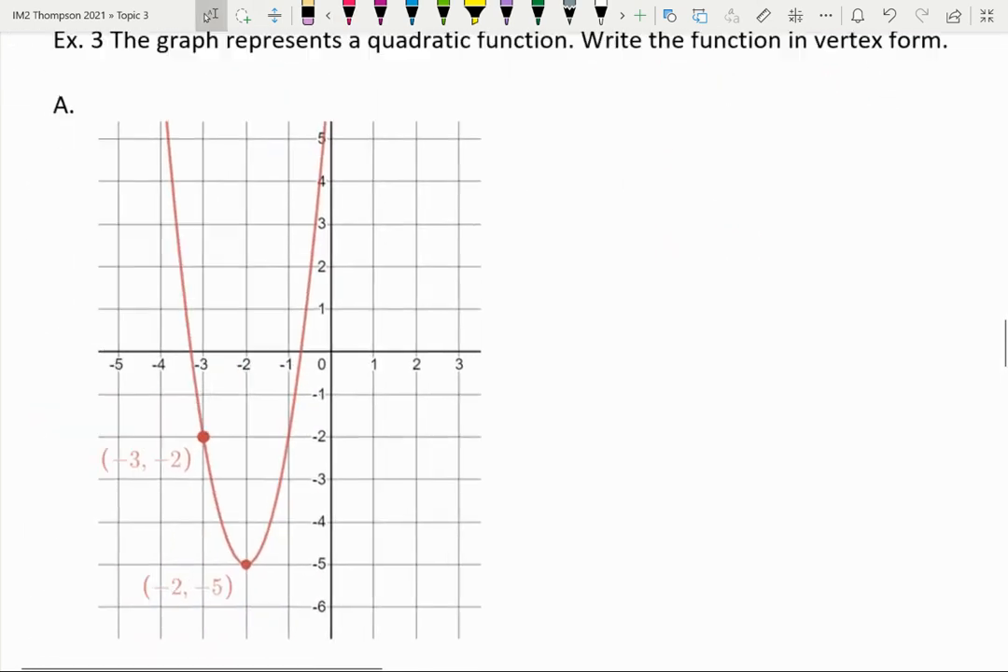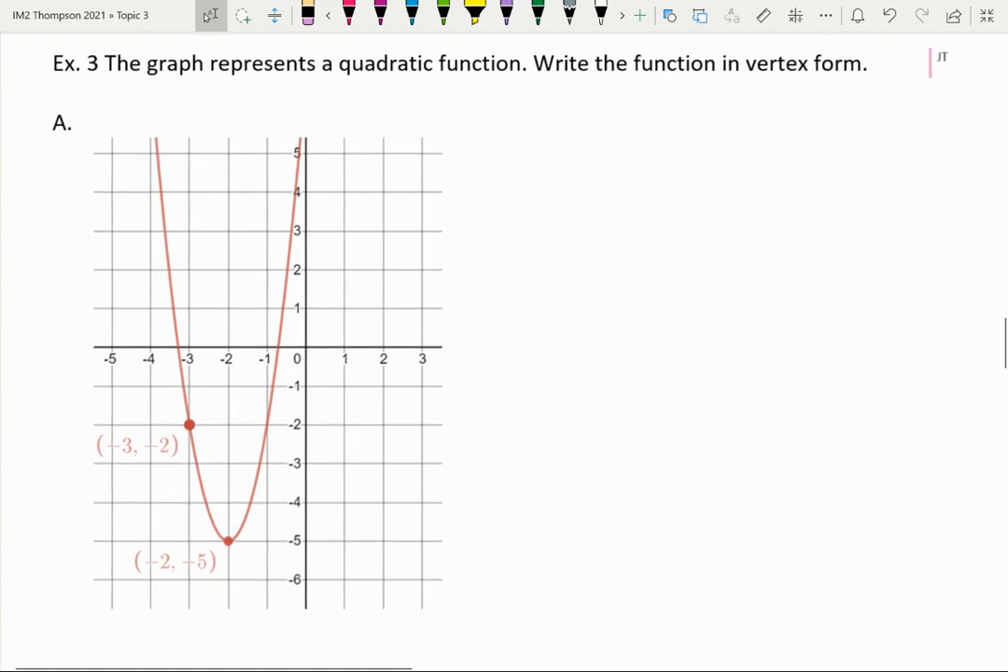All right, last one. Go ahead and copy that graph down. This one won't take so long.